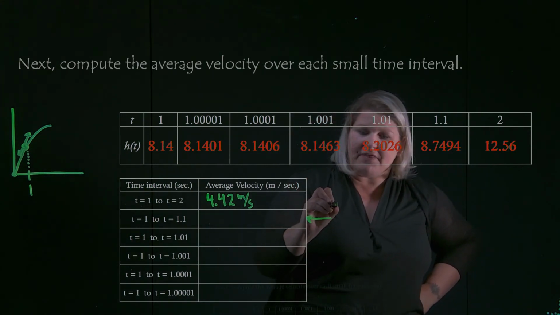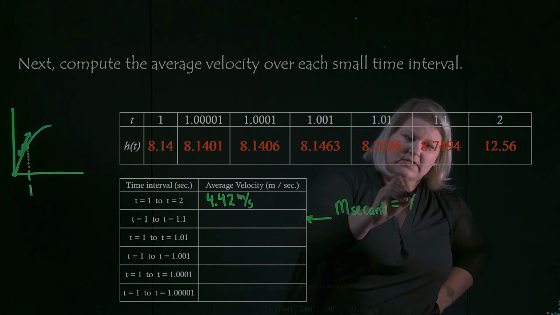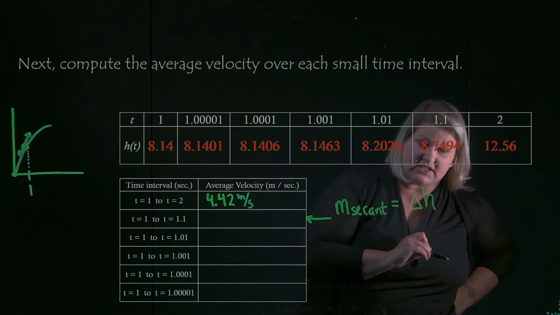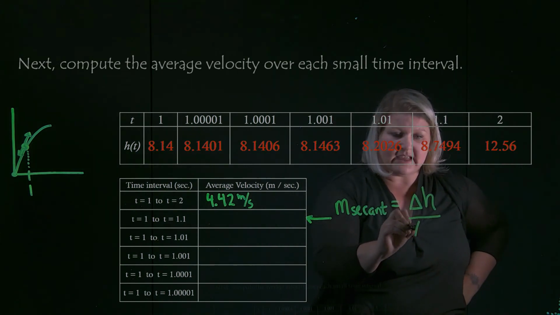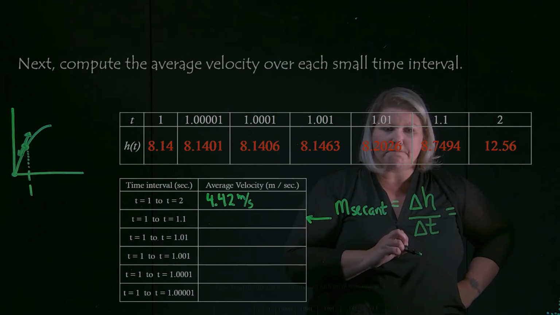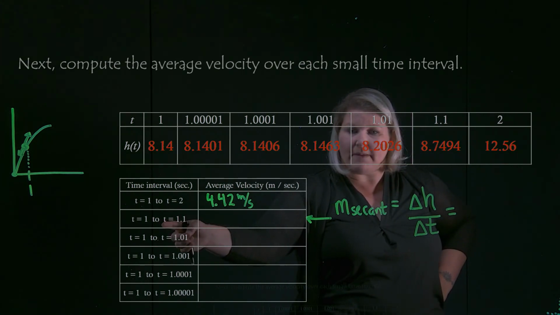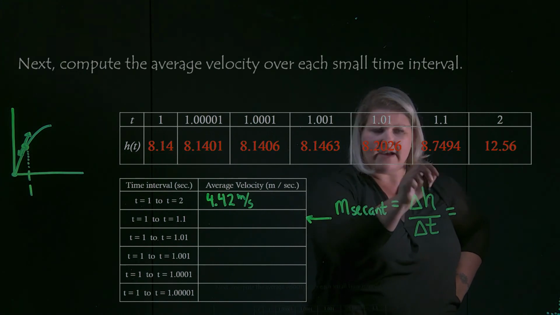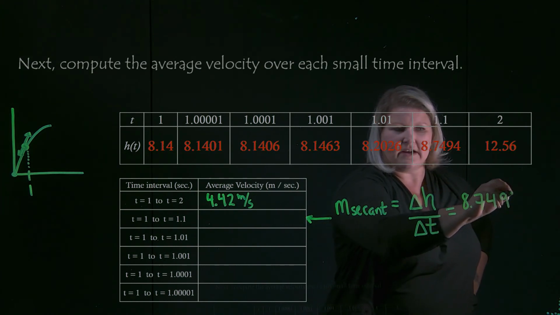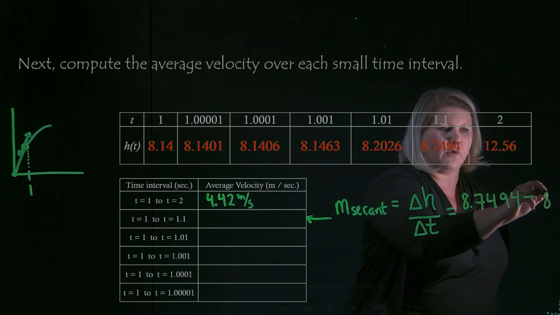So remember, this is the slope of the secant. What I'm going to do is take the change in position, which in this case is height, so the change in height, and calculate that over the change in time. From 1.1 to 1, I'm going to start with 1.1. At 1.1, I have a y-coordinate of 8.7494. I'm going to subtract from that the height at 1, which is 8.14.